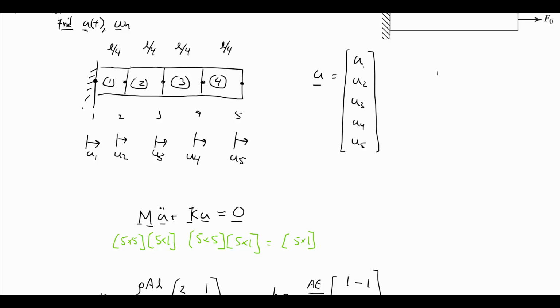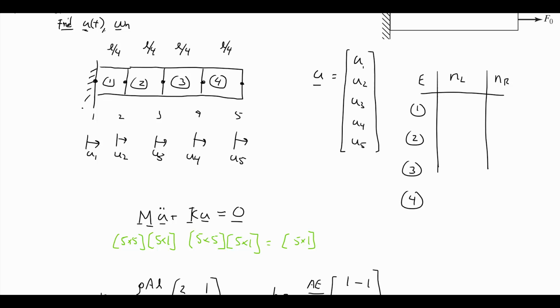So I'm just going to make a table here that's going to aid me in this process where I'll have the element name and then the left node and the right node. And it's going to be pretty simple in this case. And we can see what the pattern is going to look like. For element 1, its left node is 1, its right node is 2. For element 2, left is 2, right is 3, then 3 and 4, and 4 and 5 for element 4. So straightforward in this one.